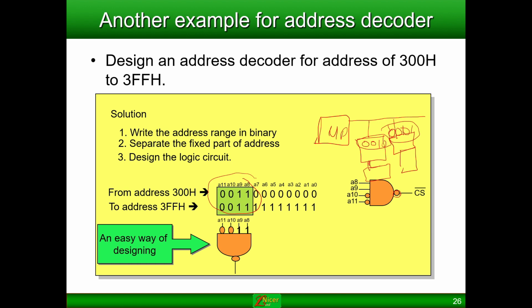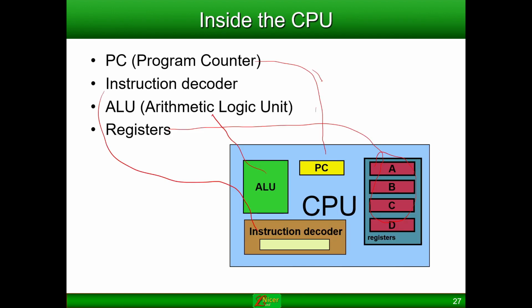Then what is inside the CPU? Inside the CPU we have a PC that is known as the program counter. Then we have the registers, the instruction decoder, and the ALU. ALU is known as the arithmetic logic unit that does the arithmetical equations, solves them and gives the answer.